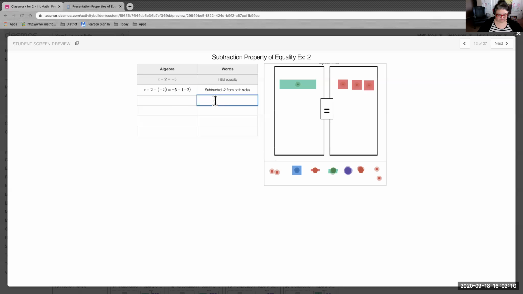And then we simplify. If I have -2, which turns out to be equivalent to -2, and I take those away, I'm just going to be left with x. And then on the other side, I had 5 negatives and I took 2 away, so now I'm only left with 3 negatives. And that's it for that example.